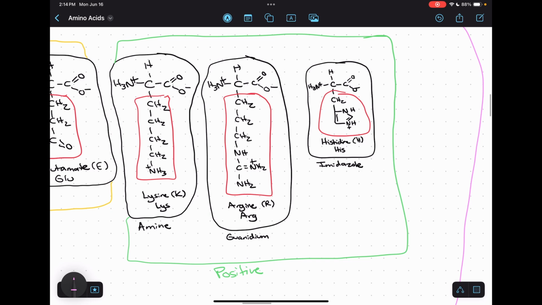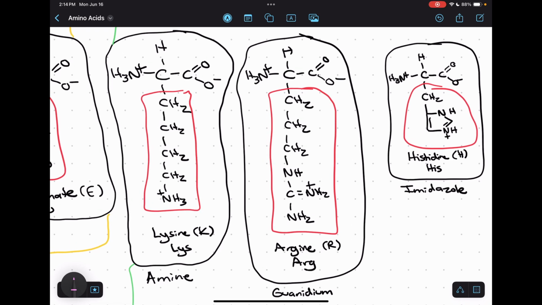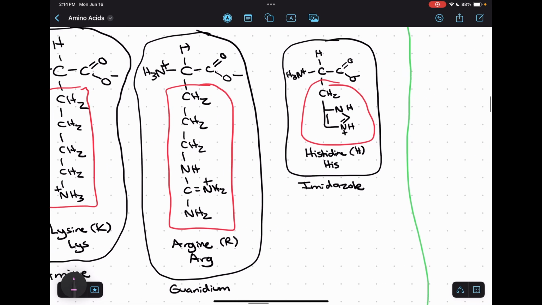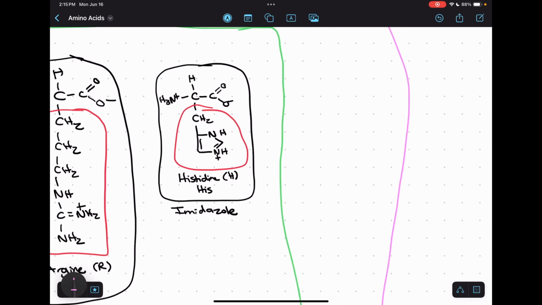For our positively charged, we have 3 of those. Each of them has a different functional group. Lysine has an amine functional group. Arginine has a guanidium functional group. And then histidine has an imidazole functional group.